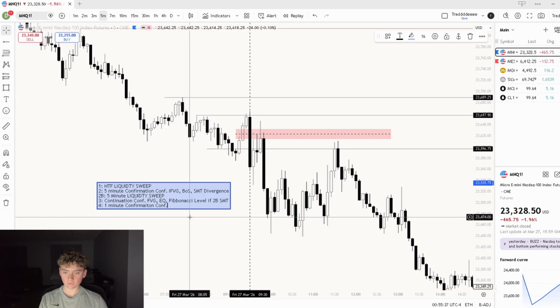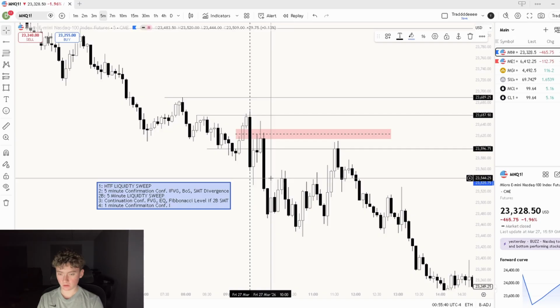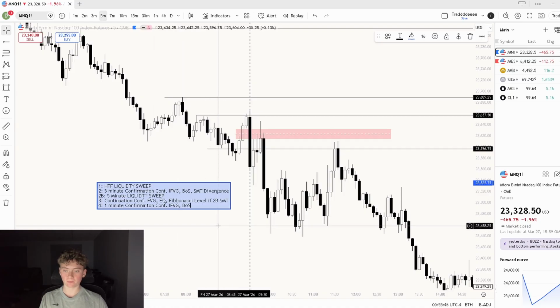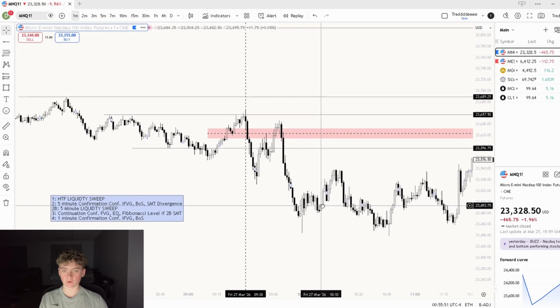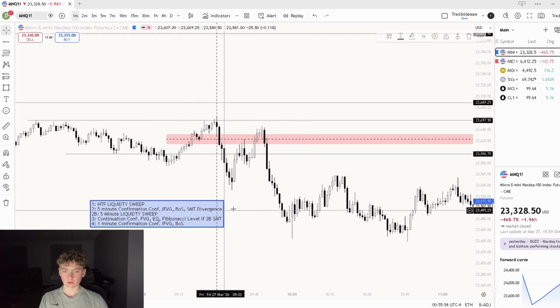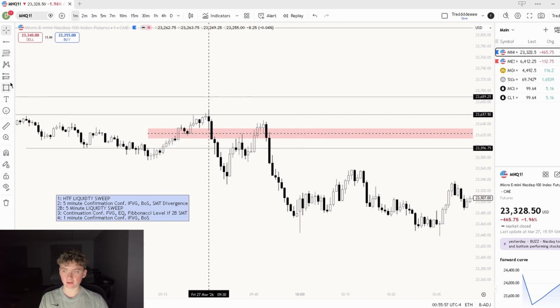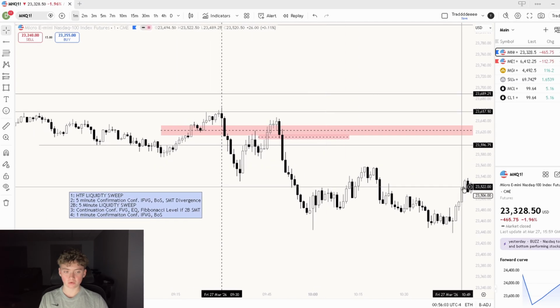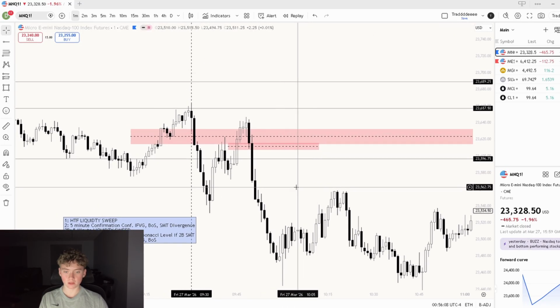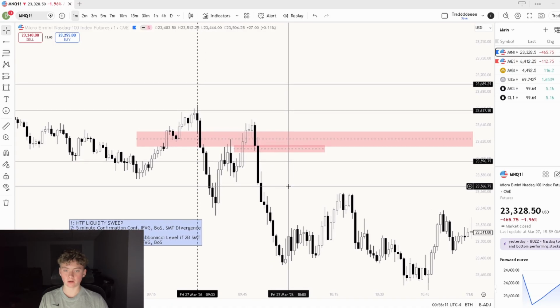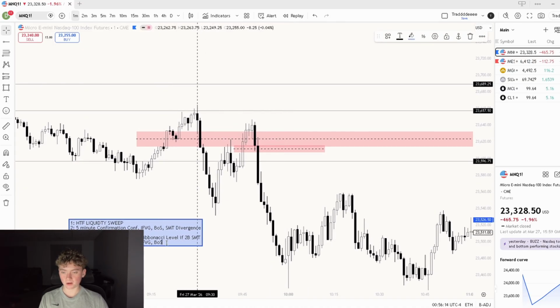confluence. This is the same as above, except I don't like to use SMT divergences on such low time frames because I think they're pretty inconsistent and not very trustworthy. But yeah, so we see that we have this fair value gap get created right here off the tap into that primary fair value gap, and we inverse it off this candle right here. So we can indeed say that we had our 1 minute confirmation confluence, and then step 5 is to execute.